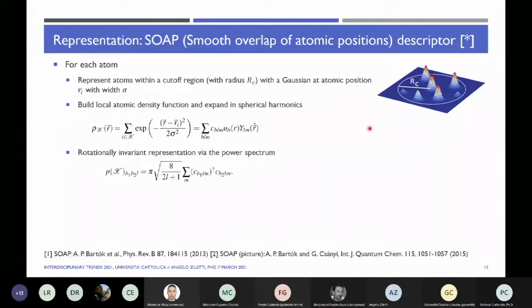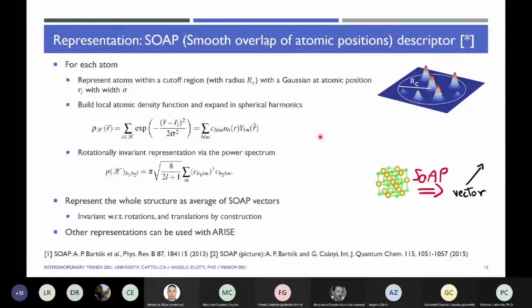The idea here is that we want to transfer the 3D structure to a vector, and we use the so-called SOAP descriptor by Gabor Csanyi's group. The idea is quite simple. You sit on each single atom of the structure, and you look at your neighborhood, and then you place Gaussians on each atom in the neighborhood, and then you sum these Gaussians and expand them in spherical harmonics, and it turns out that you can compute analytically a representation that is invariant with respect to rotation. And so that is SOAP in a nutshell.